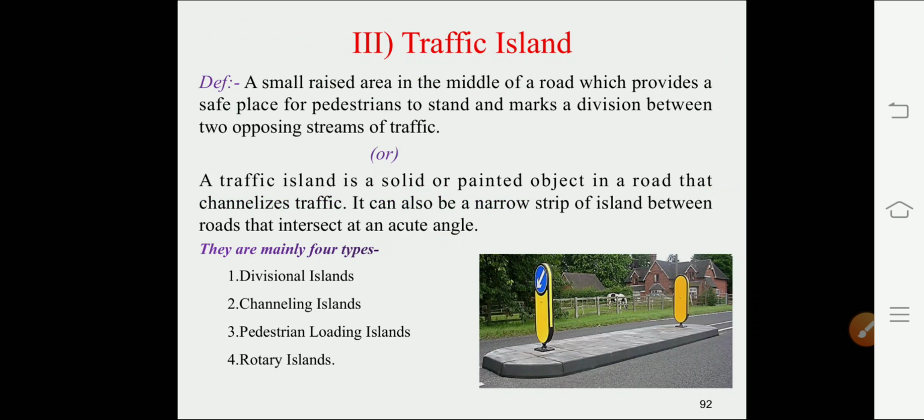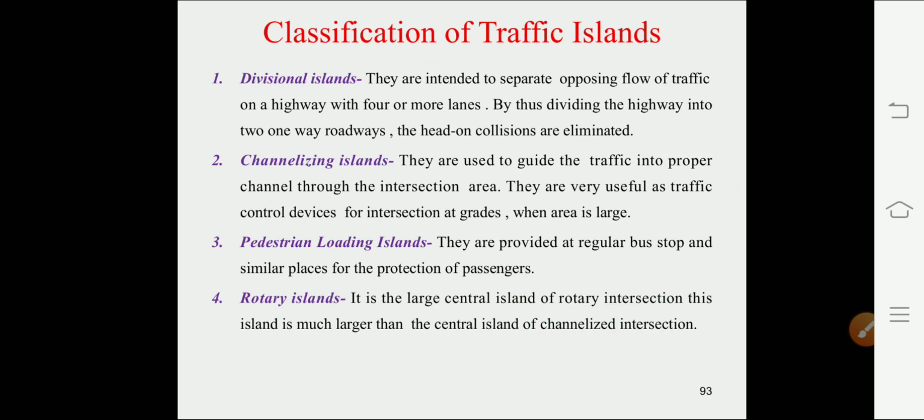In other words, a traffic island is a solid or painted object in a road that channelizes traffic. It can also be a narrow strip of island between the roads that intersect at an acute angle. Again, there are mainly four types of traffic island: divisional island, channelizing island, pedestrian loading island, and rotary island. So, what is divisional island?